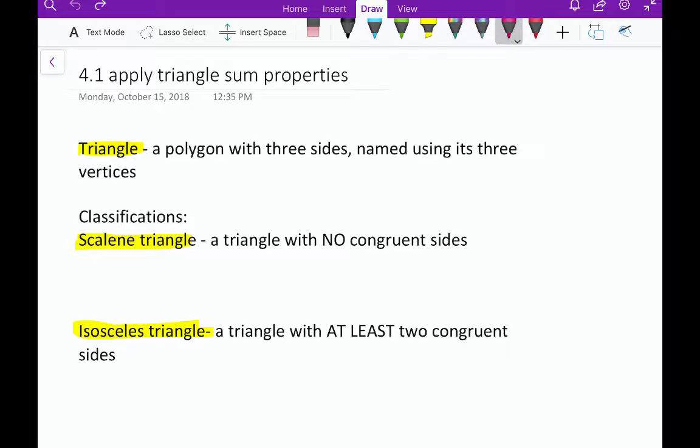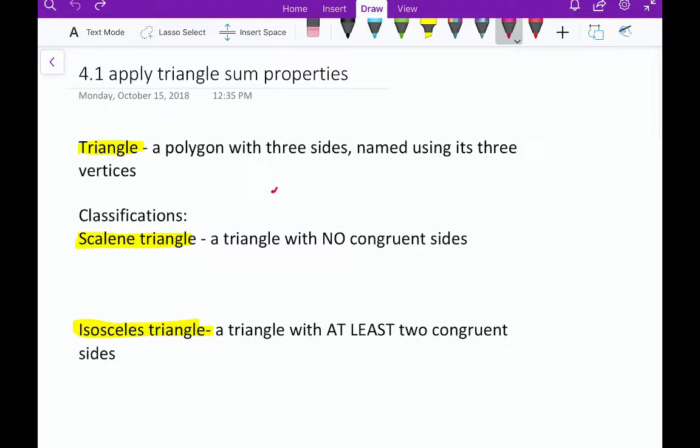All right, in this video, we're going to apply triangle sum properties. We're going to look at different types of triangles as well. So first of all, we need to know what a triangle is. It's a polygon with 3 sides, and we name a triangle using its 3 vertices. So for instance, if I have a triangle here, and the vertices are A, B, and C, then I would call this triangle ABC, and we literally just use a triangle symbol to say that that's a triangle.